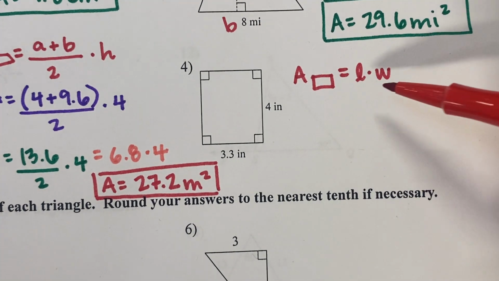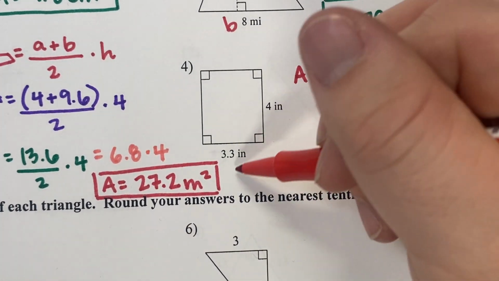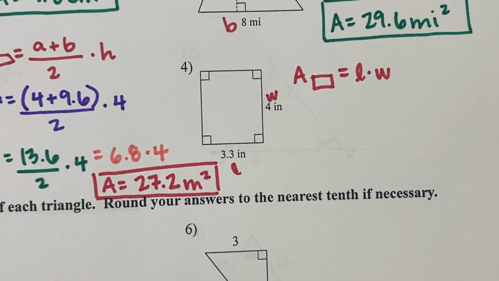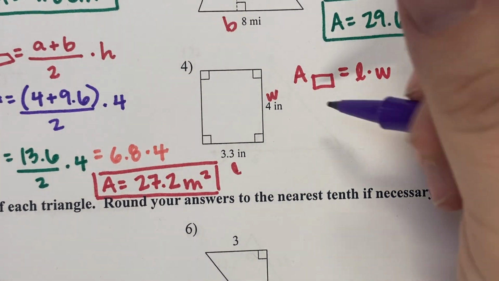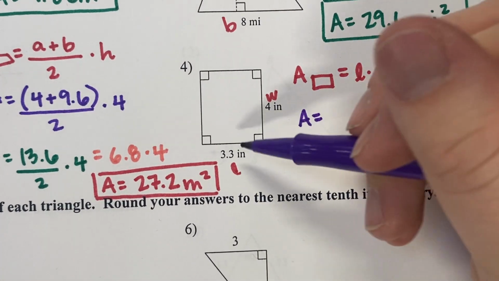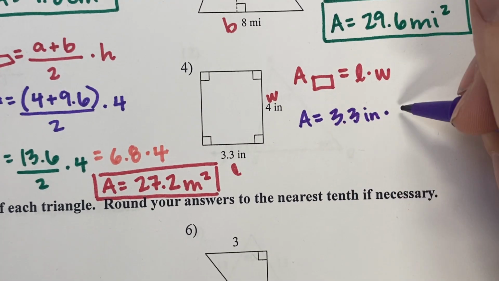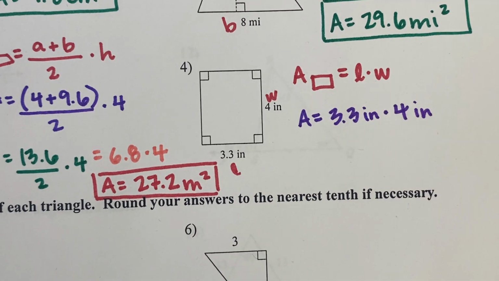Okay, so let's go ahead and identify our length. I'll just call 3.3 our length. That would mean 4 would be our width. Now I can just plug this into my formula. Area equals my length, 3.3 inches, times my width, 4 inches.